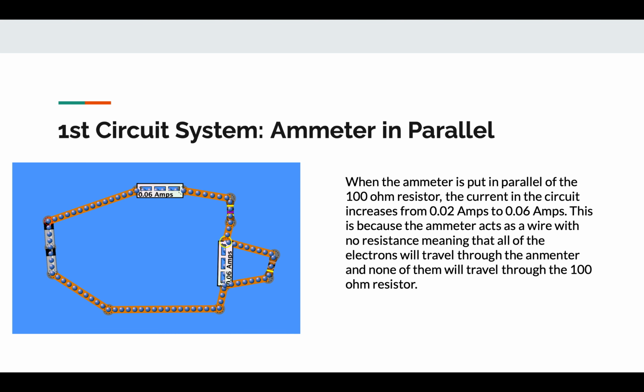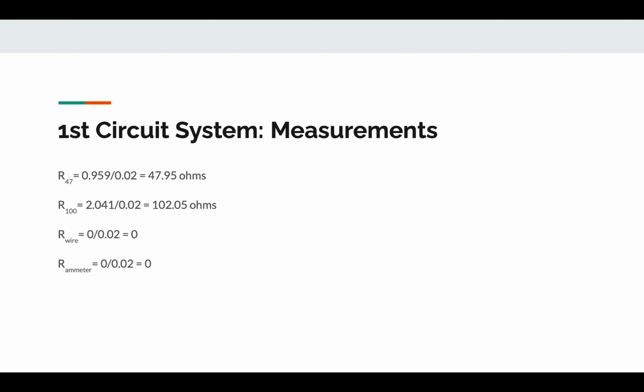So in this system, we have the ammeter in parallel with the second resistor, and this means that the current increases from 0.02 amps to 0.06 amps. This is because the ammeter acts as a wire with no resistance, meaning that all the electrons will travel through the ammeter and none of them will travel through the 100 ohm resistor. And here's the measurements from the first circuit system, which are quite close to the actual values.